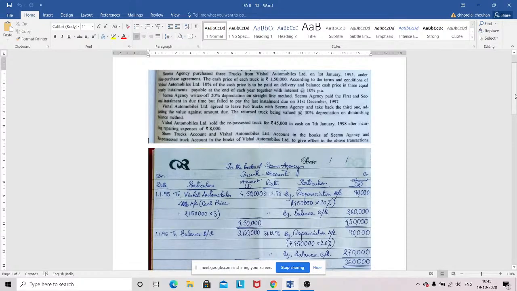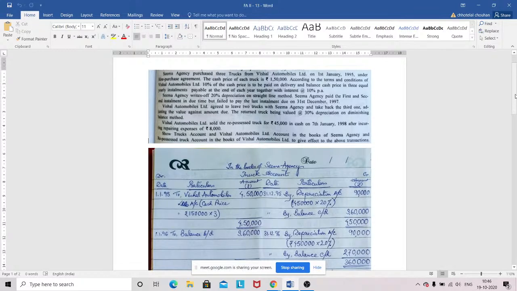Now show the truck account and Vishal Automobile account in the books of Seema Agency, this is the normal one, and the repossessed truck account in the books of Vishal Automobile Limited to give effect to the above transactions. This is the new one. Normally in this chapter we are preparing accounts in the books of the hire purchaser only. But this is a new one where you have to show the repossessed truck account in the books of the hire vendor. The first time I am entering into the books of the hire vendor.